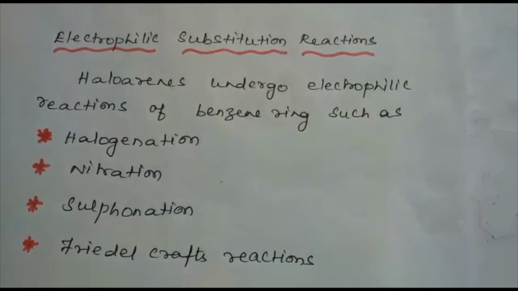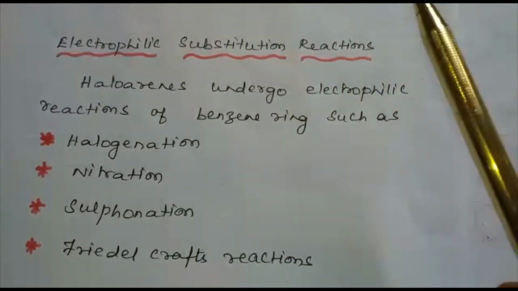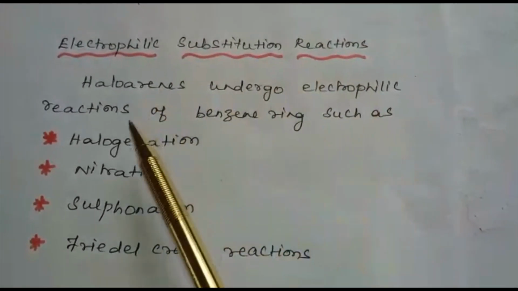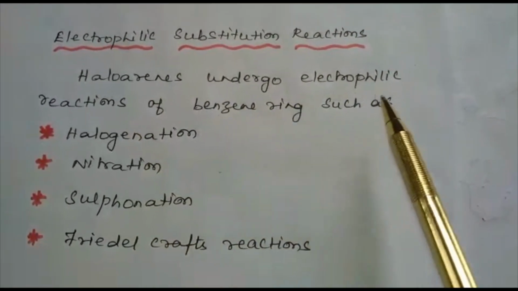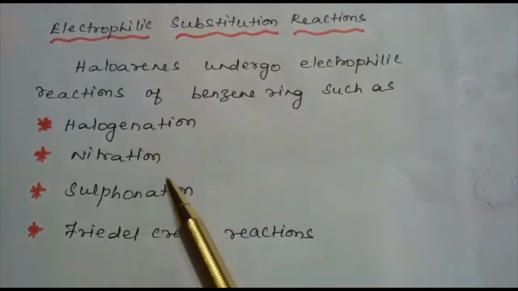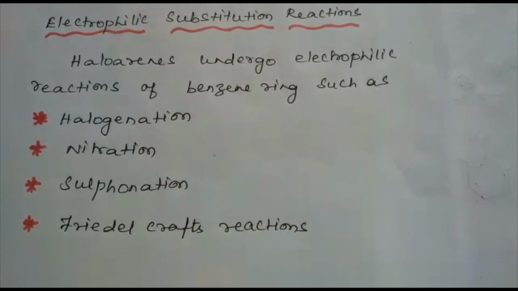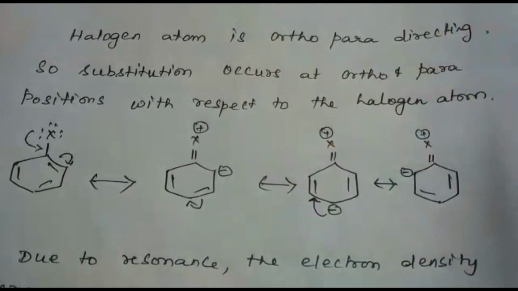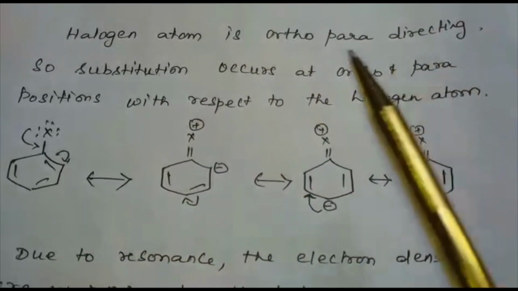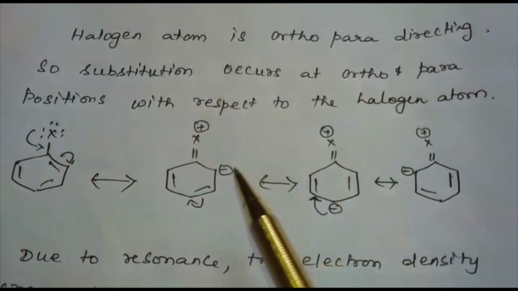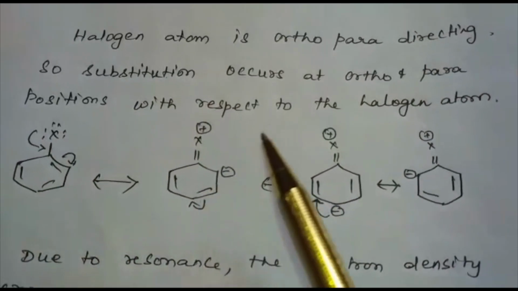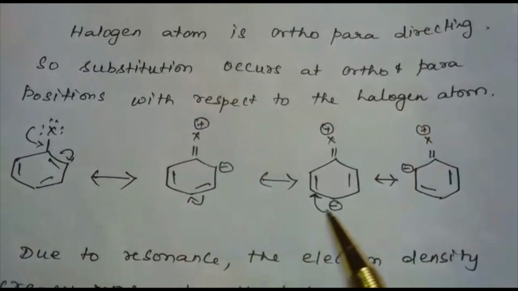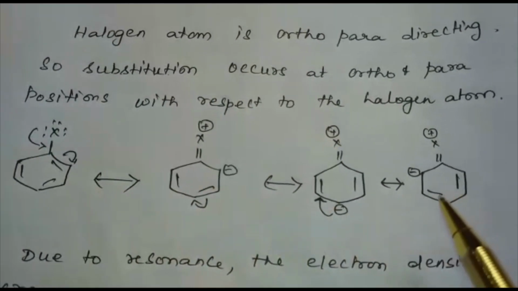Next one is electrophilic substitution reactions. Haloarenes undergo electrophilic reactions of benzene rings such as halogenation, nitration, sulfonation and Friedel-Crafts reactions. The halogen atom is ortho-para-directing, so substitution occurs at ortho and para positions. This is the ortho position and this is the para position with respect to the halogen atom, and these are the resonating structures.